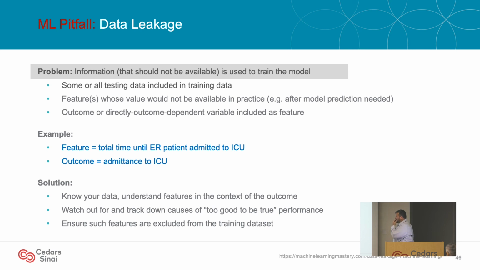So one example of this is maybe you have a feature in your data set that is the total time until a patient is, from the ER, admitted to an ICU. And you're trying to predict admittance to the ICU, right? If you have a time to admittance, we know you were admitted, right? Solution: know your data. Understand the features in the context of the outcome you're trying to predict. Watch out for and track down causes of too good to be true performance. If you get an amazing model, immediately be skeptical. Assume something went wrong. That almost never happens. And ensure such features are excluded from your training data.